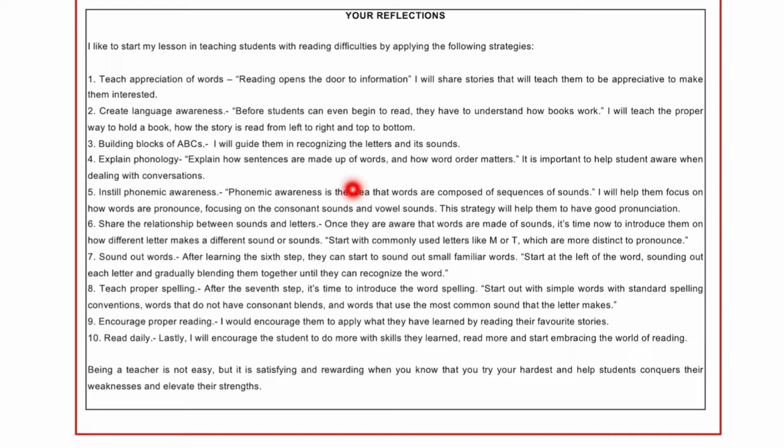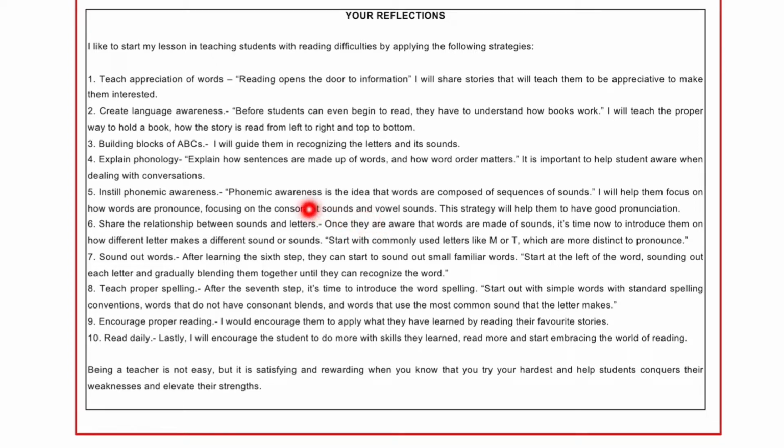Explain how sentences are made up of words and how word order matters. It is important to help students be aware when dealing with conversations. And then number 5, instill phonemic awareness. So phonemic awareness is the idea that words are composed of a sequence of sounds. So I will help them focus on how words are pronounced, focusing on the consonant sounds and vowel sounds.